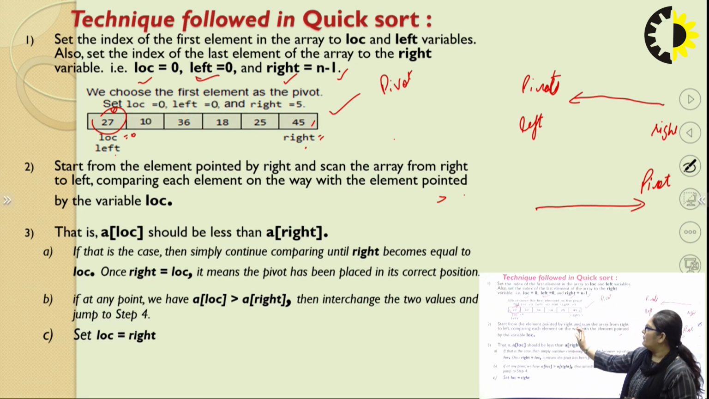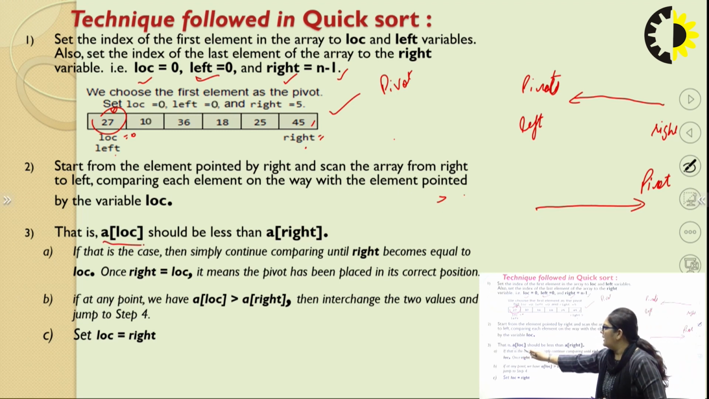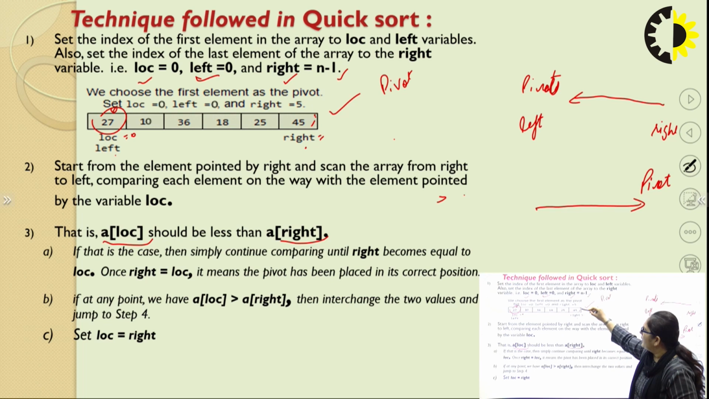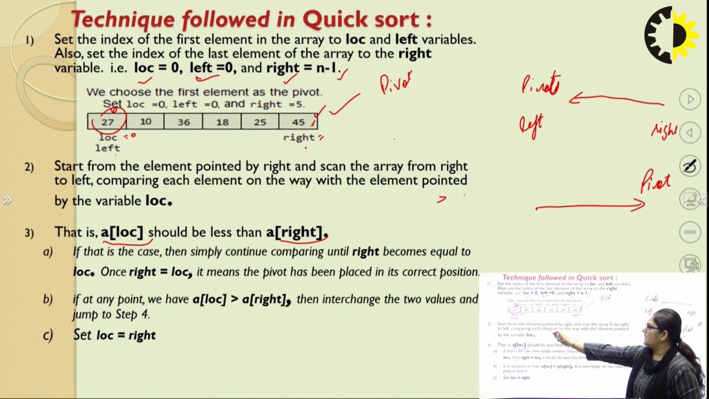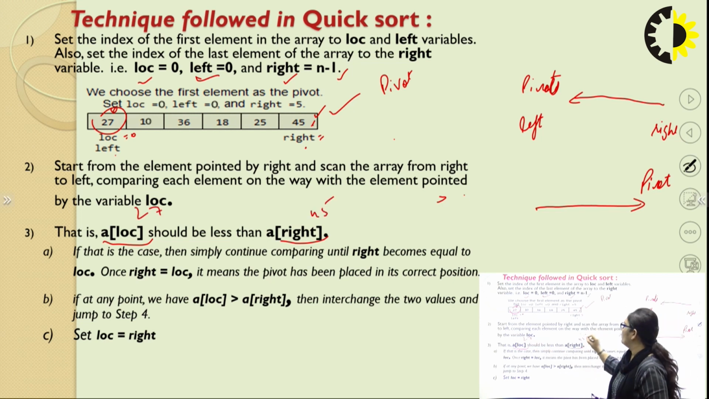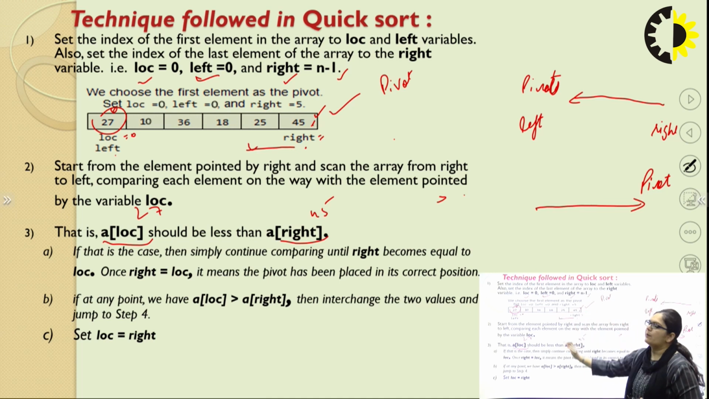So if the pivot is at the left and you are moving from right to left, then you have to compare A LOC and A right. You have to compare the rightmost element with the value of the pivot. If A LOC, that is the pivot element, is less than A right, that is 45, then you have to simply move towards the left. You have to decrement the right variable. So in this case, if A LOC is less than A right, then you have to simply continue comparing until right becomes equal to LOC.